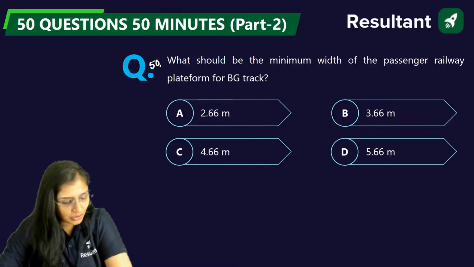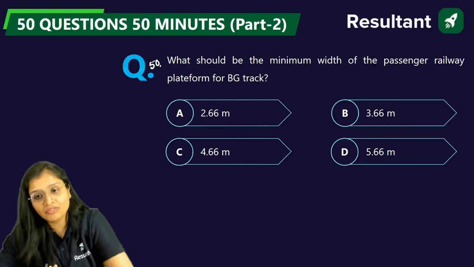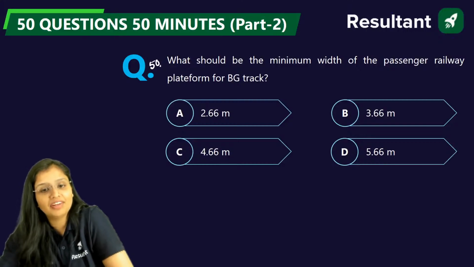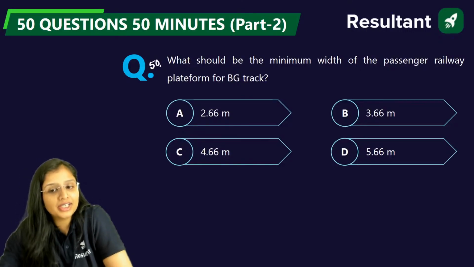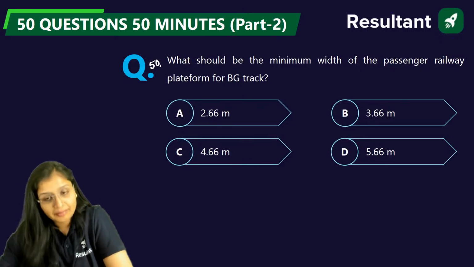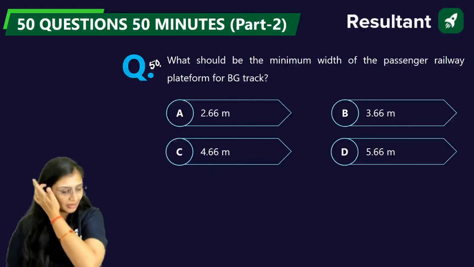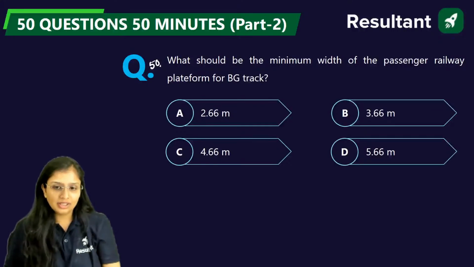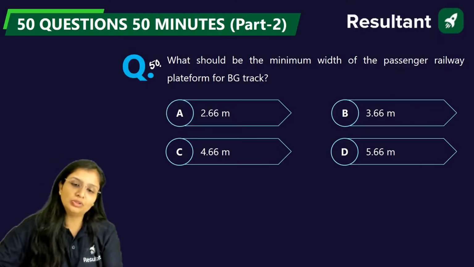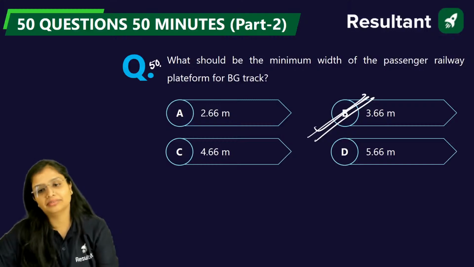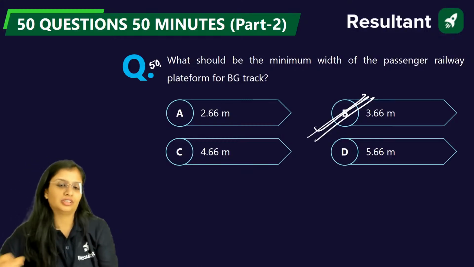Question number 50. What should be the minimum width of the passenger railway platform for broad gauge track? How much minimum width should it be? Last question. Minimum width of the passenger railway platform for broad gauge track. How much should it be minimum? If I am going fast, you can tell me, okay? It is not like that. The minimum width should be 3.66 meters.